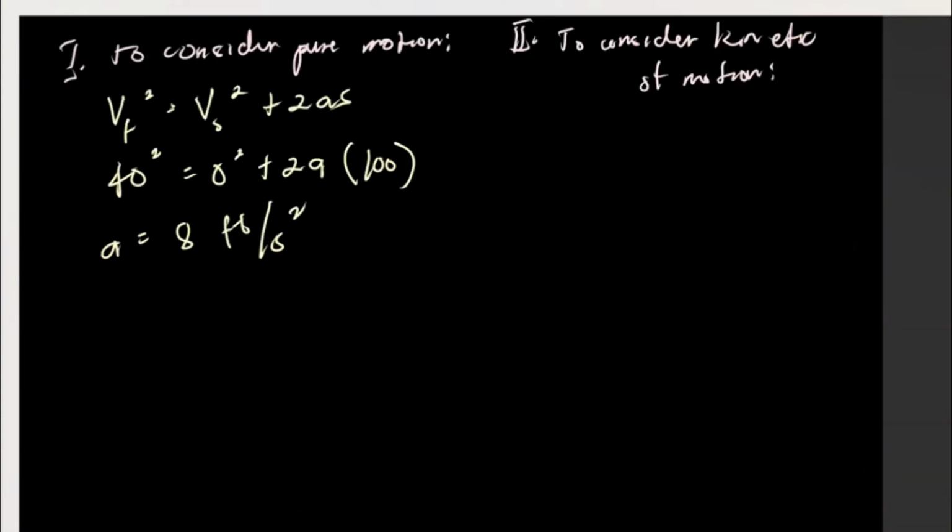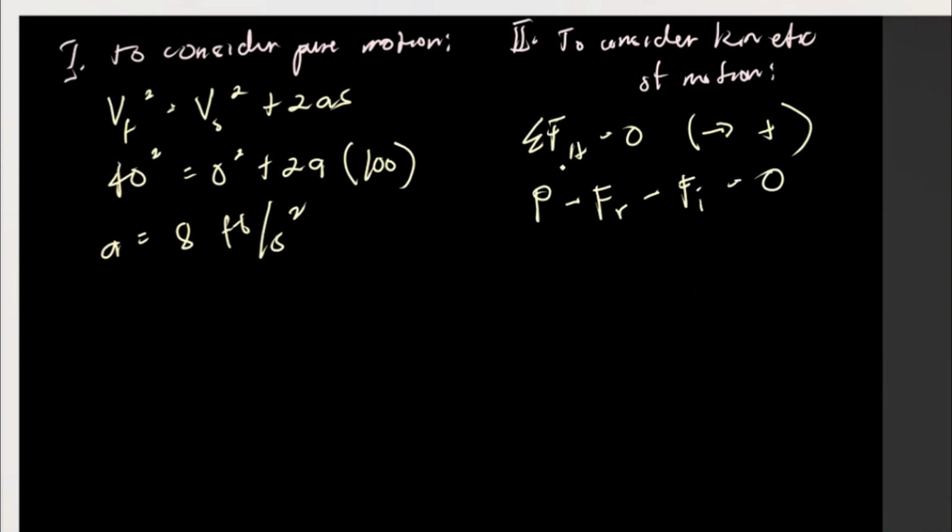Sige, i-present natin dito. So summation of forces horizontal is equal to 0. So in this case, lahat ng rightward natin, yun ang i-consider natin positive. So in this case, kung rightward, that is the P minus the frictional force, minus the inertia force is equal to 0. So if we're going to resolve this, that is 60 minus the frictional force minus the inertia force, that is W multiplied by A over G is equal to 0.